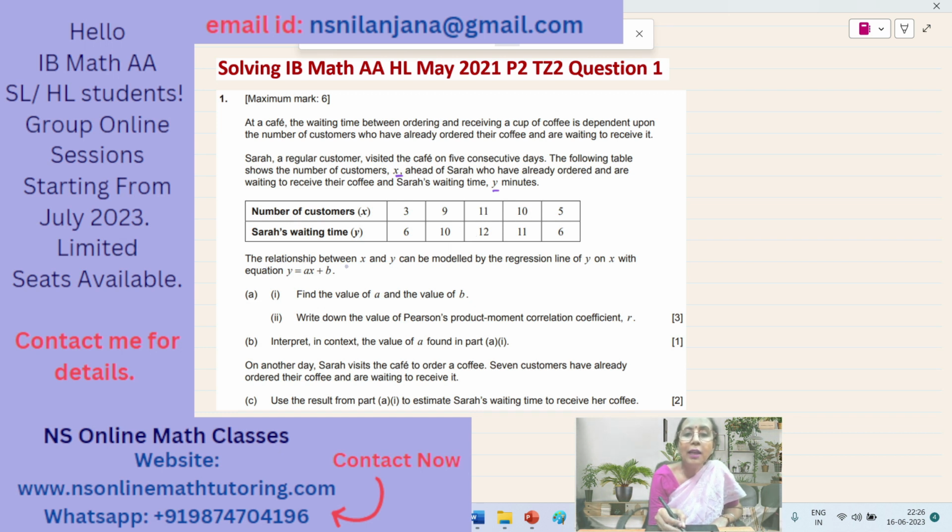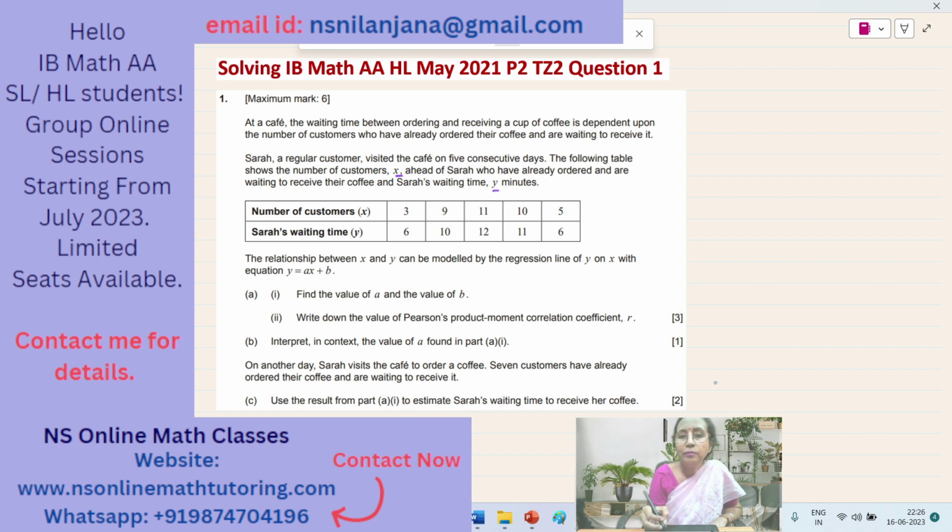And the relationship between X and Y can be modeled by the regression line of Y on X with the equation Y equals AX plus B. Subpart A contains 2 further subparts, I and II. The I says find the value of A and the value of B. For that, we have to first input these data in a table in the calculator. Because it is paper 2, we are allowed to use the calculator. I'll be using the TI Inspire CX2 calculator. If you want, you can use the Casio calculator as well.